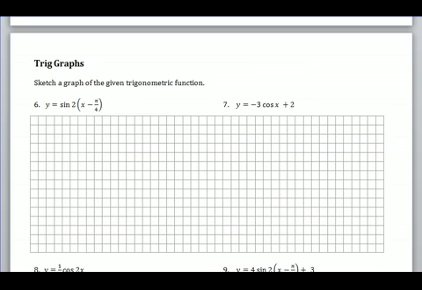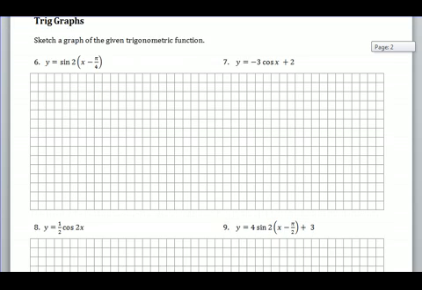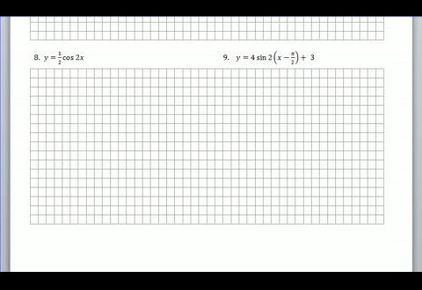All right, let's move on to the next question. On number 8, y is equal to 1/2 cosine 2x. So this time I have a number in front, which is an amplitude change, and then I have a number in front of the x, which is going to affect the period. My new amplitude is 1/2. My period is equal to, remember the formula, 2 pi divided by b. My b is 2, so 2 pi divided by 2 is equal to pi.